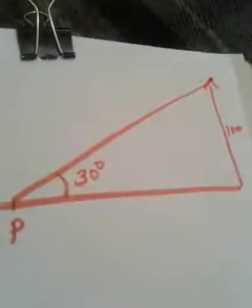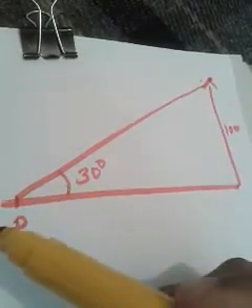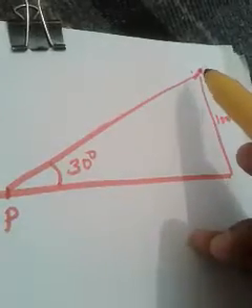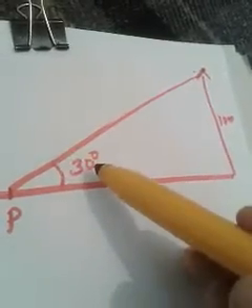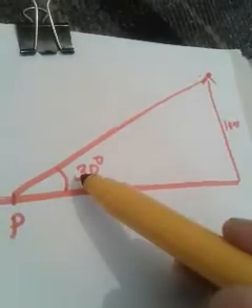Once again, a 10-meter tall building, a point P is there, and from the point P, someone is seeing the top of the building. So this is going to be the line of sight. So the angle of elevation is found to be 30 degrees. Angle of elevation is nothing but the angle between the horizontal level and the line of sight. So that is going to be 30 degrees.